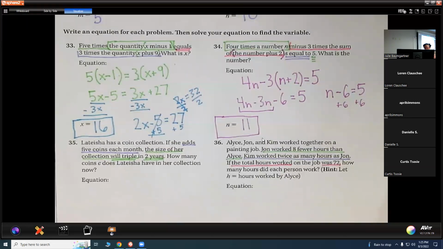Okay. Letitia has a coin collection. If she adds 5 coins each month, the size of her collection will triple in 2 years. How many coins does Letitia have in her collection now?